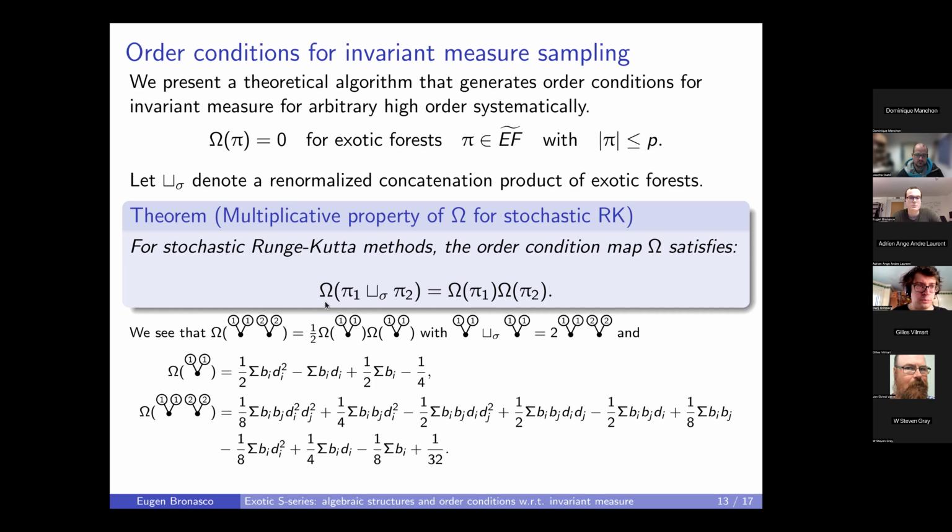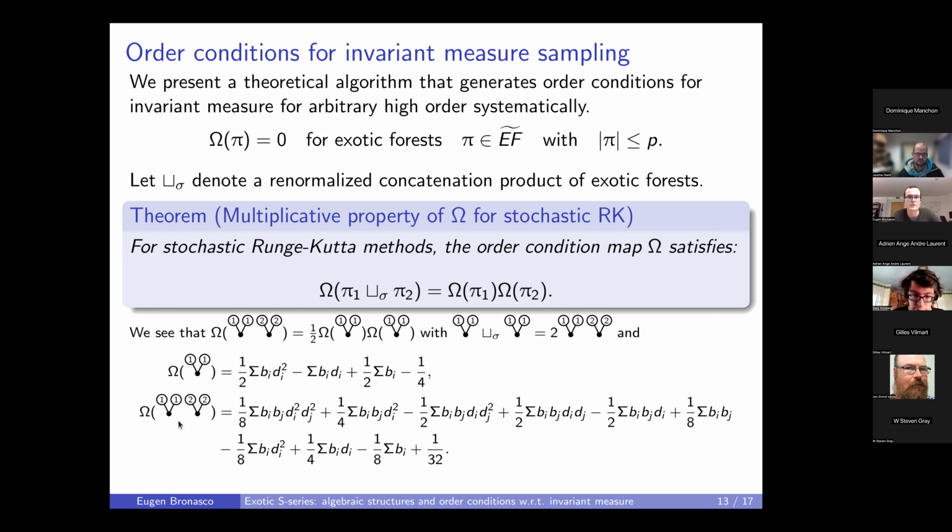And here we see an example of this property on a particular exotic forest. So here we have a nice and small exotic forest. So omega of this forest is equal to 1/2 omega of each tree in the forest. And you see that this 1/2 comes from the renormalization of the concatenation. Okay, and here are the explicit values of omega of the tree and then omega of the entire forest. And we see that we get rid of an ugly expression due to this property.